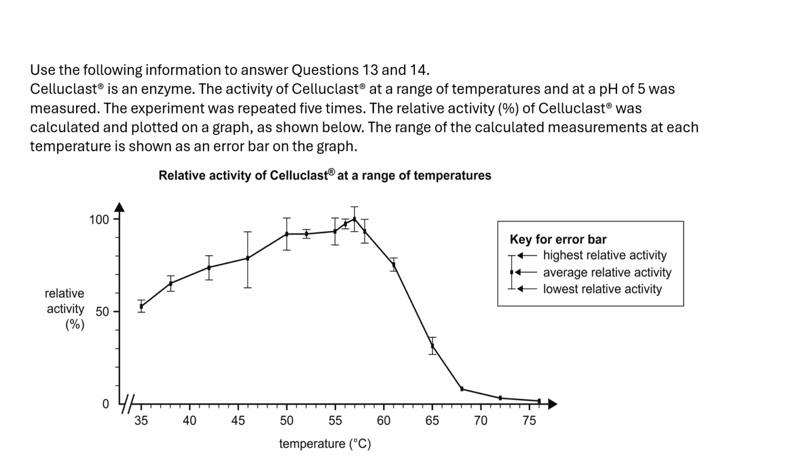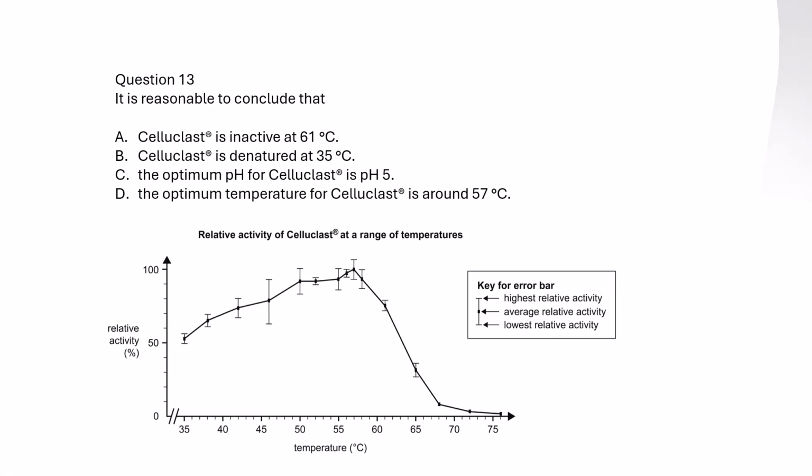This diagram shows the relative activity of an enzyme versus temperature. The highest relative activity is at 57 degrees, so this enzyme's optimum temperature is around 57 degrees.